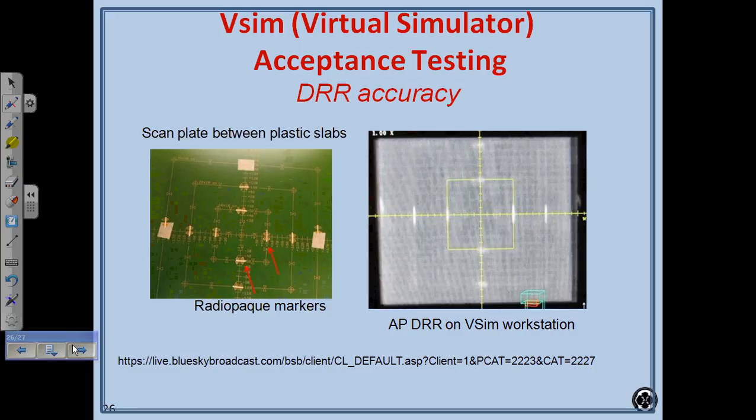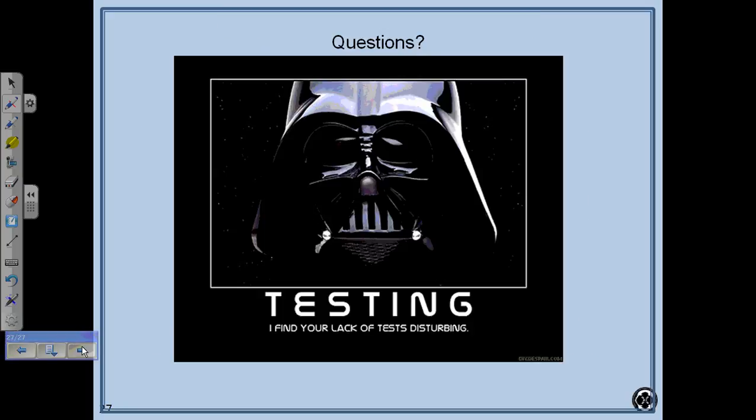But one thing you could do is you could scan this. This is a circuit board that comes with a Varian linac, and you could put little markers on here. You scan it, and then in a virtual sim, you'll place a beam at the isocenter, and then you make sure that those markers that are right here line up to the grid. Okay. So that's just a geometric test that you can do. And that's it. I thought this was a cool slide.